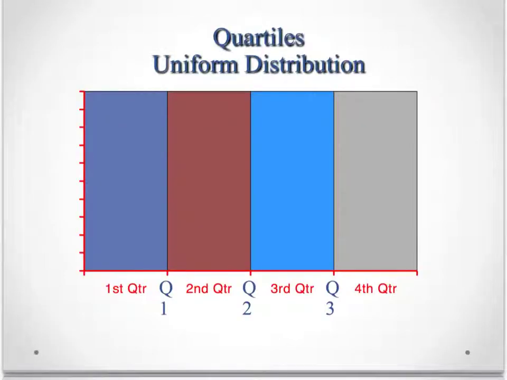So on a uniform distribution it looks like this. You have your first quarter of your data and then you come to quartile 1. You have the second quarter of your data and then you come to the median, which is also quartile 2. Then you have your third quarter of your data and you come to quartile 3. Then you have the last of your data and you come to your maximum. Your minimum is down here.